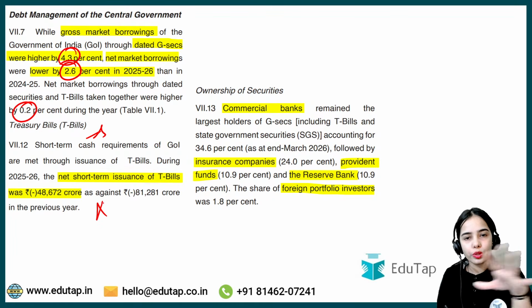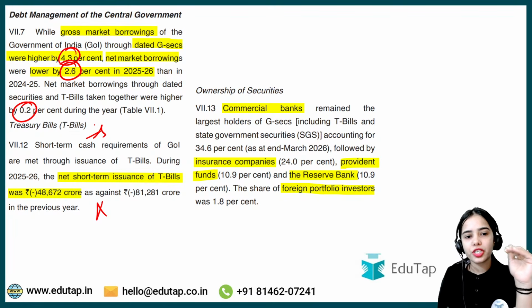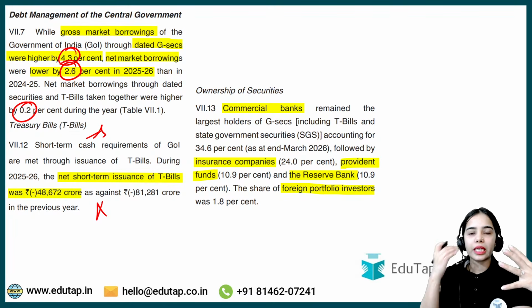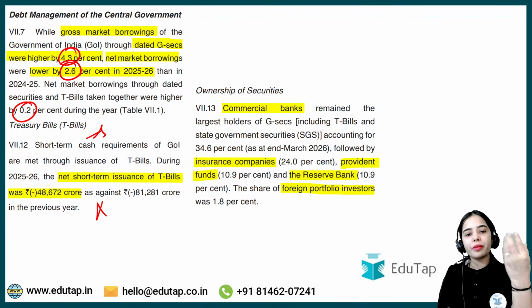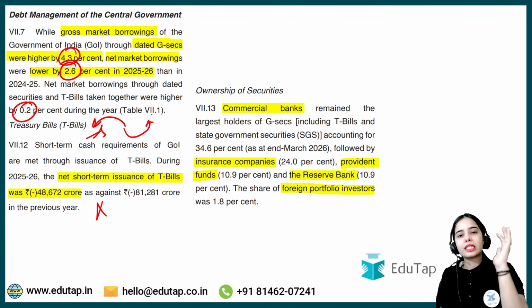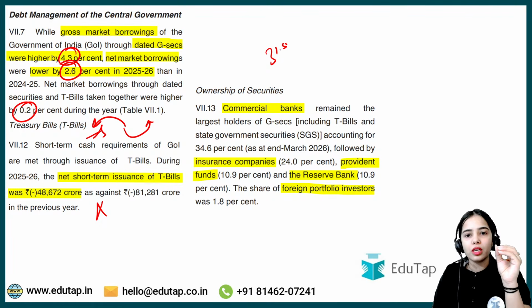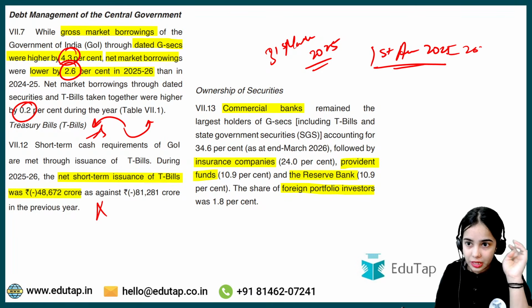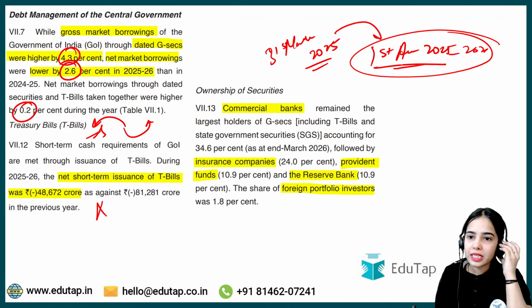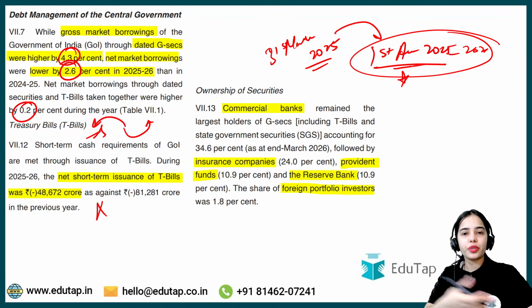Now, treasury bills. You do not have to remember the numbers, but treasury bills are for the short term. They are only for 14 days, 91 days, 182 days, and such. So within the year the money is borrowed and repaid. From the last year also, let's say there are some government securities that were issued in the last period, say on 31st March 2025. From 1st April 2025, the new financial year 2025-26 starts. So for those also the repayments happen in the financial year 2025-26.